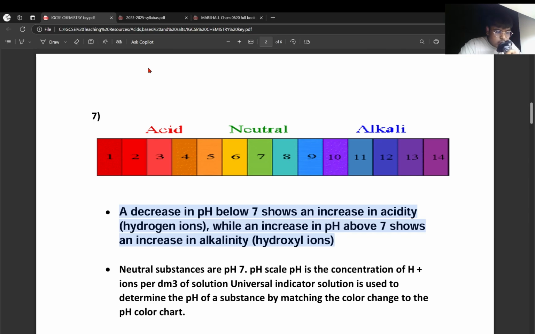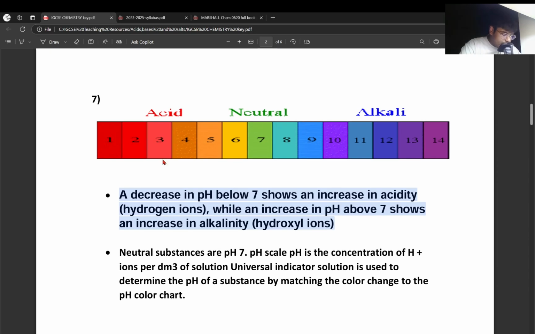How do we know what the pH is based off? It is the concentration of hydrogen ions. The more hydrogen ions, the more acidic it is, so the lower the pH. Neutral substances are pH 7, as I mentioned. pH is the concentration of hydrogen ions per dm cube of solution. Universal indicator solution is used to determine the pH of a substance by matching the color change to the color chart. In your exam you will be given this color chart for the pH scale. If they ever question you on pH, they will give it.